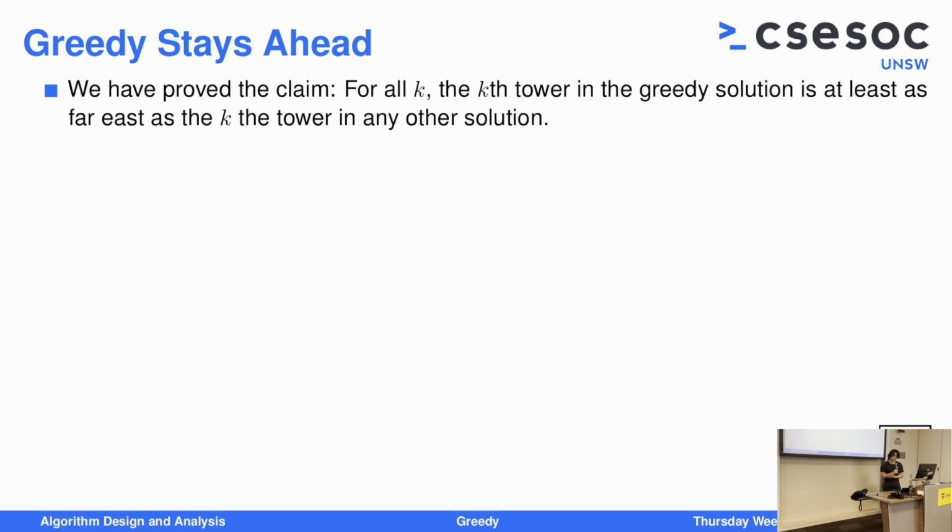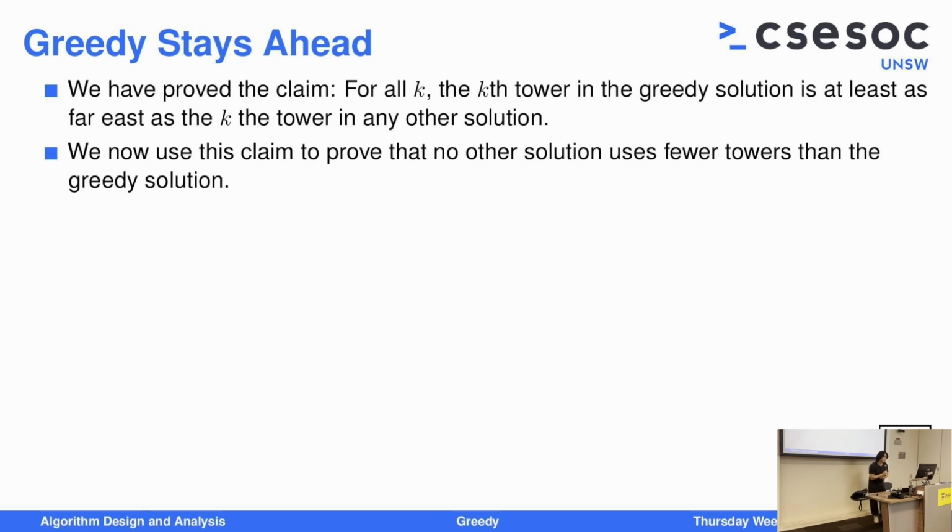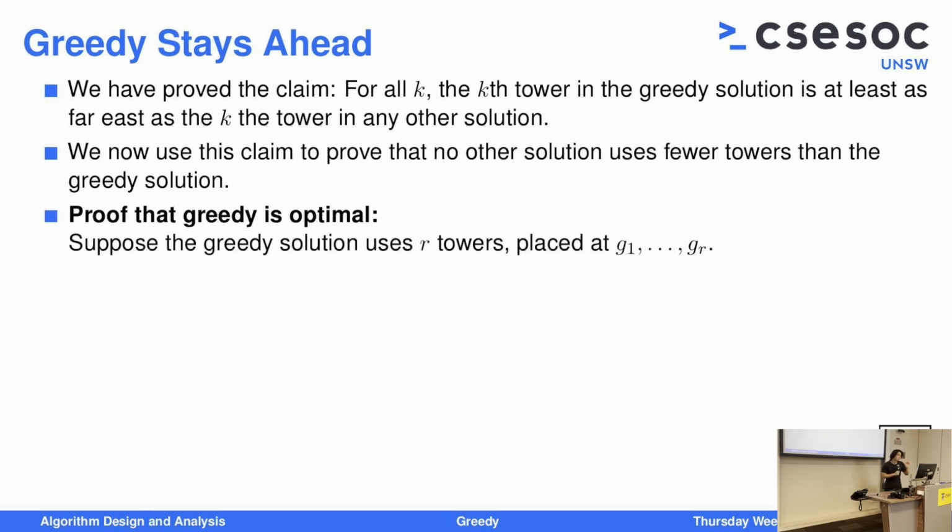So we have proof of the claim for all K, the kth tower in the greedy solution is at least as far east as the kth tower in any other solution. Yeah? We now use the claim to prove that no other solution uses fewer towers than the greedy solution. Okay, so we've proven this claim. We now need to use it to prove what our original statement is. So here's the proof that the greedy is optimal.